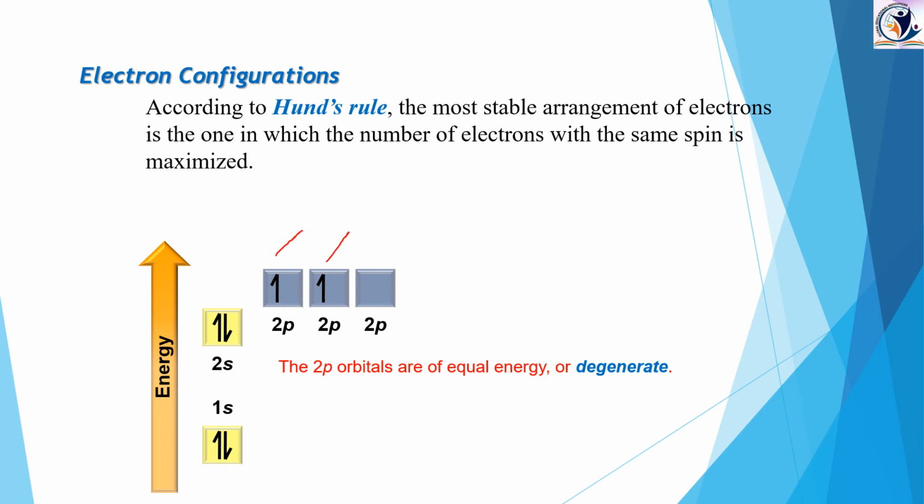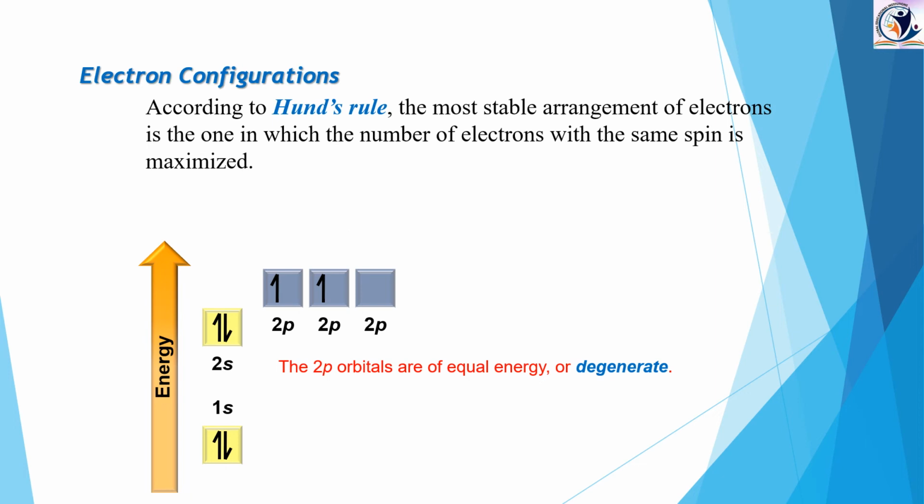The first electron should go here, and then the next electron should not pair with this, children. It should go somewhere here. This is what it means: the most stable arrangement of electrons is one in which the number of electrons with the same spin is maximized. It should be completely filled with the same spin first, then go to the next spin. You understood? That should be filled in the degenerate orbitals.